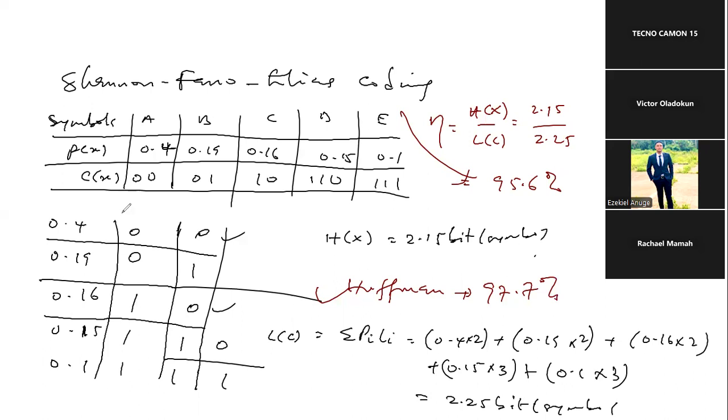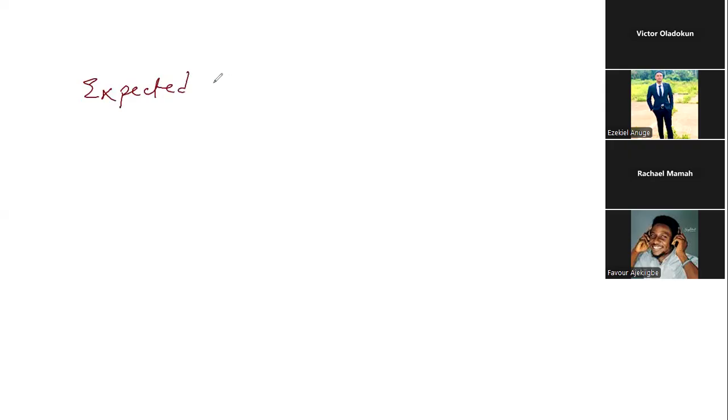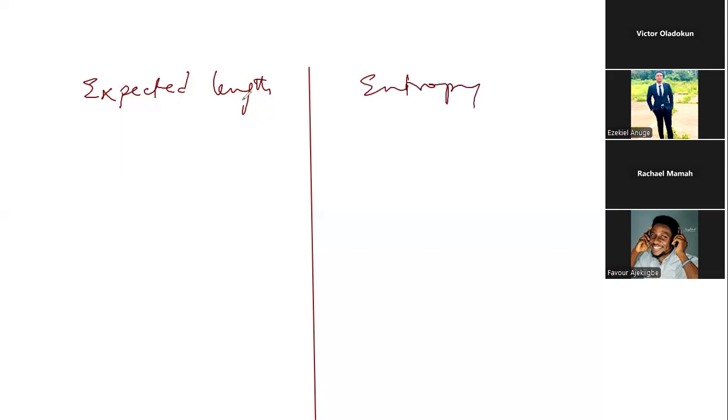Is this okay? So now I think I will just mention this. We've tried to describe two major concepts: the expected length and entropy. Now, the expected length is also the average code word length, we need to take note of that. So we can literally say it is the average number of bits required to encode each symbol from the source using a specific encoding algorithm from what we have seen.